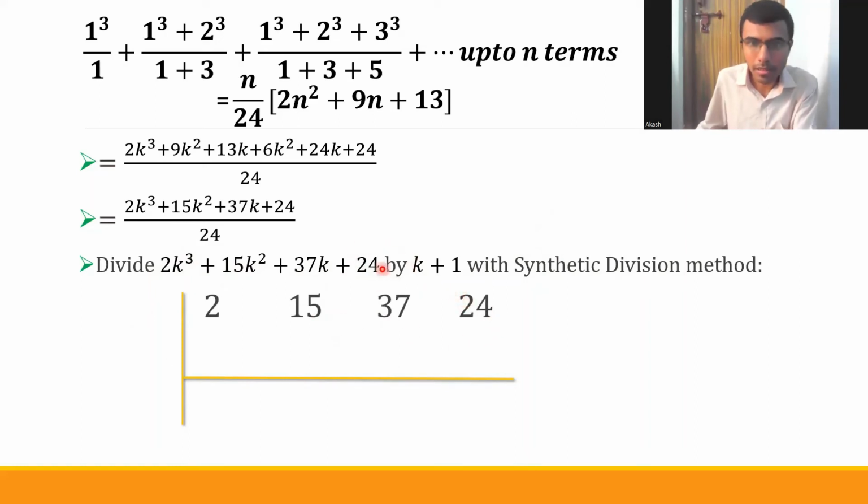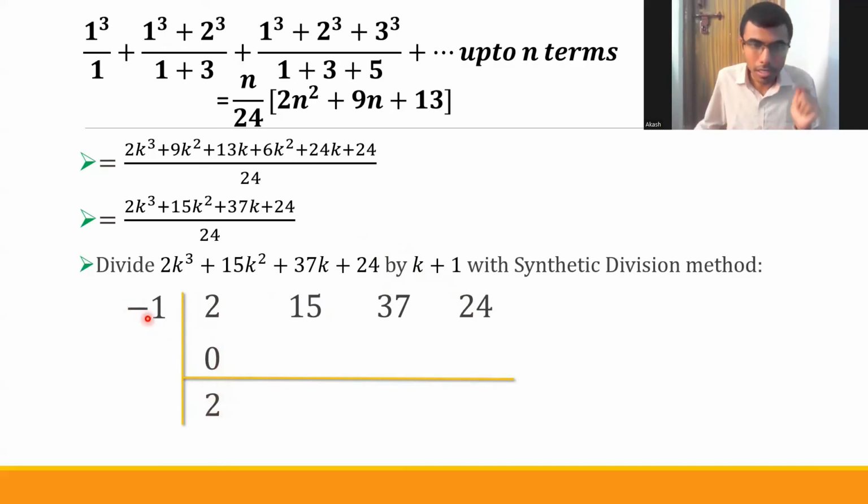Now I'm dividing this one by k plus 1. So here there's plus 1, so right here minus 1. That's what the method states. Now begin with a 0. Put a 0 under 2. What is 2 plus 0? Here you need to do addition. It's 2. Now from here you need to do multiplication.